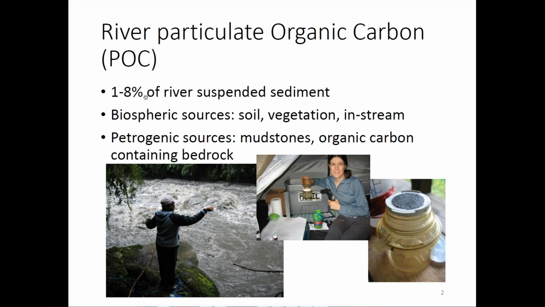Okay. So, great. We're on the right slide. Just briefly, I'll quickly go over what particulate organic carbon is. It's generally 1 to 8% of river suspended sediment, and it can contain two different types of sources. One would be biospheric, which is the only type we really have in Luquillo, which consists of soil, vegetation, and other material. And then we can have petrogenic sources of organic carbon, which is just ancient carbon from mudstones. Okay, next slide, please.